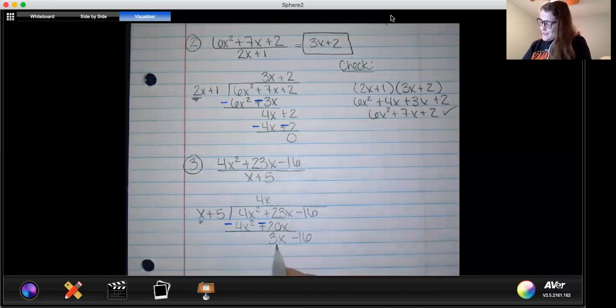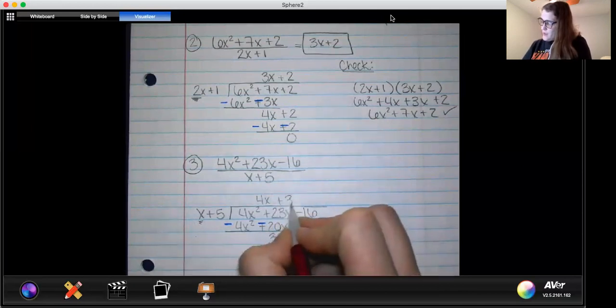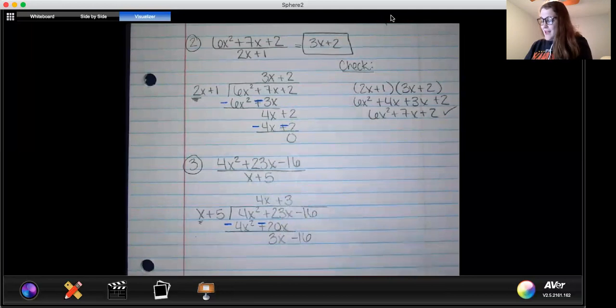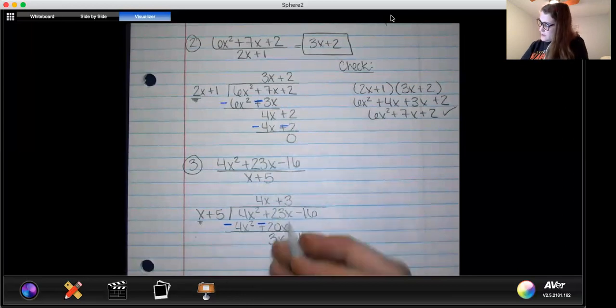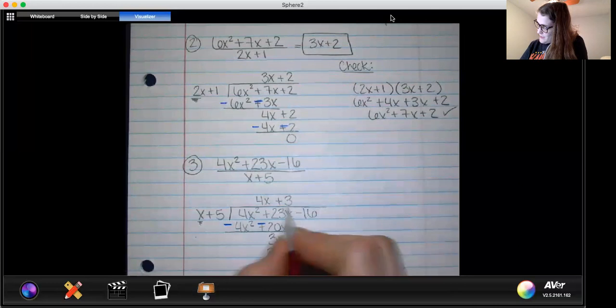So 3x divided by x is going to be positive 3. Another way of thinking about it is: what times this would get me to 3x? If you can't think about 3x divided by x, think of it in reverse. What times this first term would get me to 3x? That would be 3. 3 times x is 3x, and 3 times 5 is 15.